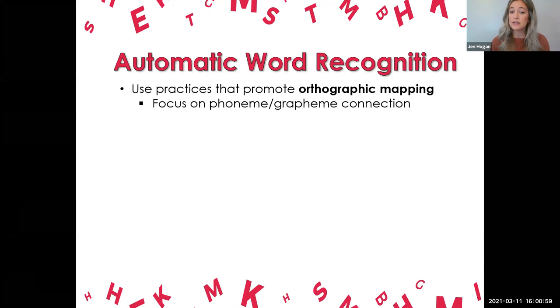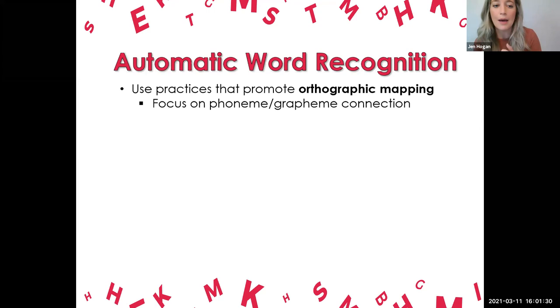And if you're looking for more information on orthographic mapping, which is the process by which we store words for automatic retrieval, there are tons of resources on the Mass Literacy Guide, and I went through and pulled out my favorite ones for you, from articles to videos. But if you want more information on what this is and how it applies to building proficient readers, definitely check out those links, because I still feel like I'm learning a lot about this. I'm not sure I fully understand the science behind this yet, but I'm using those articles and those videos to help me with that.